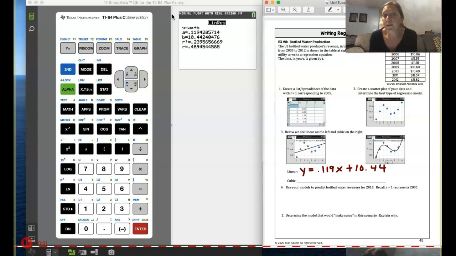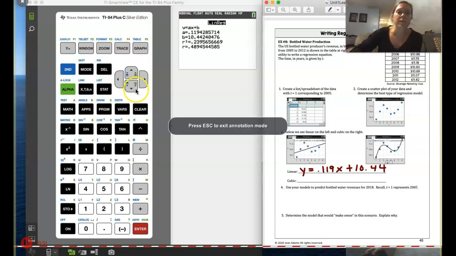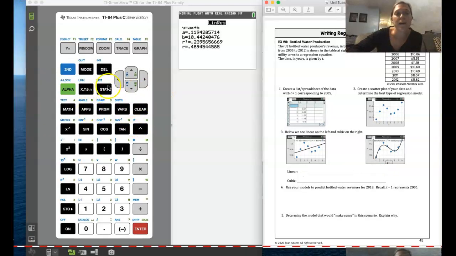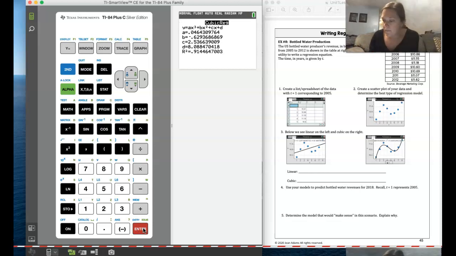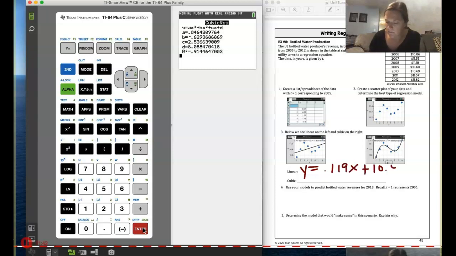Now I want to come up with the cubic regression equation. So I'm going to have to exit out of this so I can go back to my calculator. Go back into stat, go over to calculate, and now go down to number 6, or just hit 6, and go to cubic reg. Okay, let's go ahead and see what we've got. Oh, I just lost this one. So what do we say it was? Oh goodness, I forget. 0.119x plus I think 10.44.